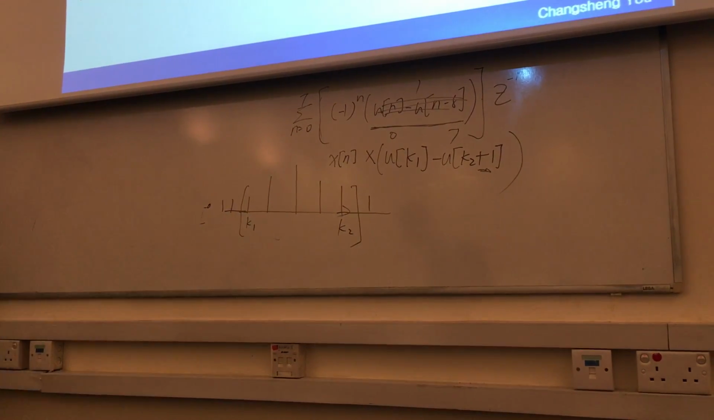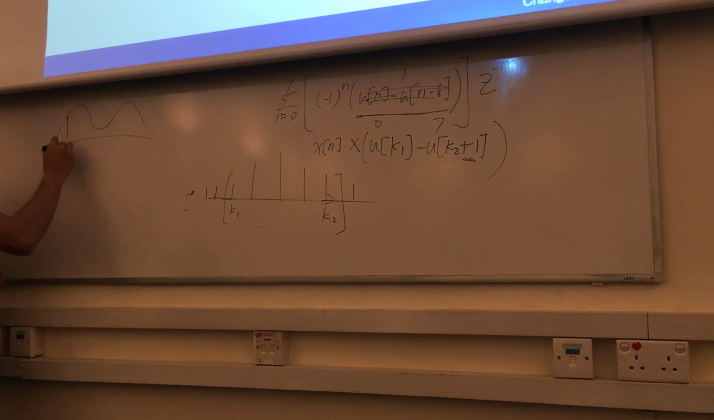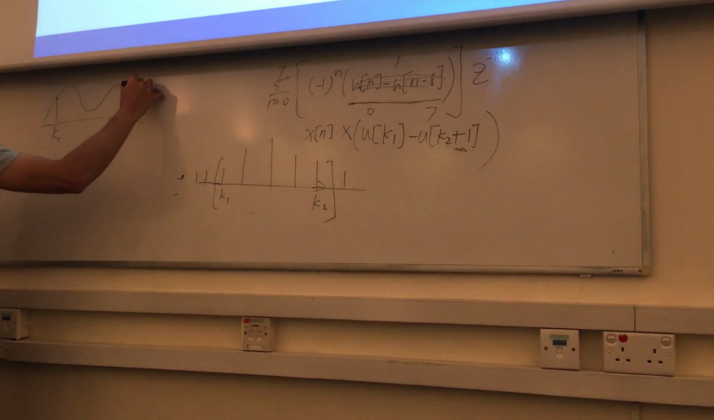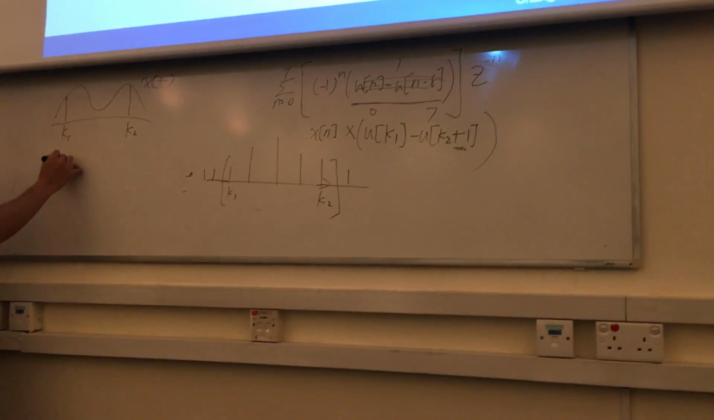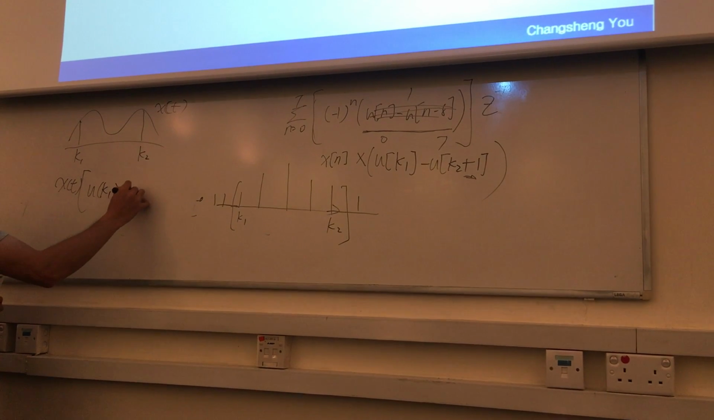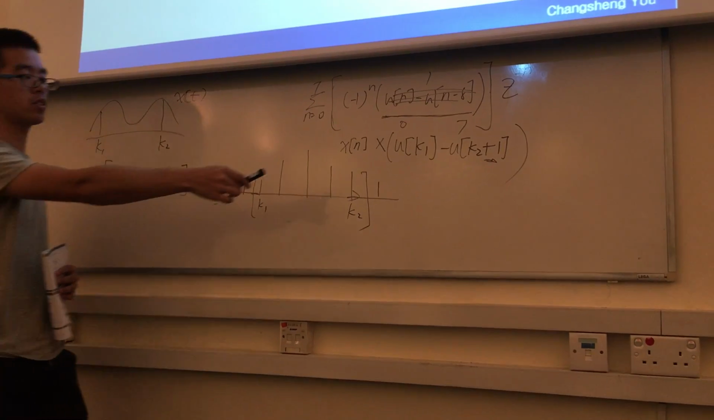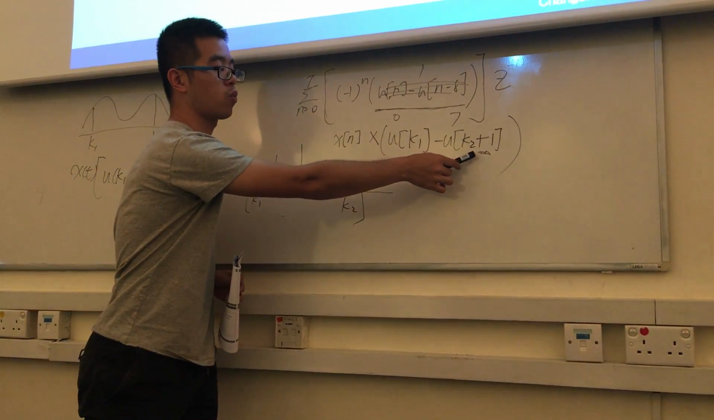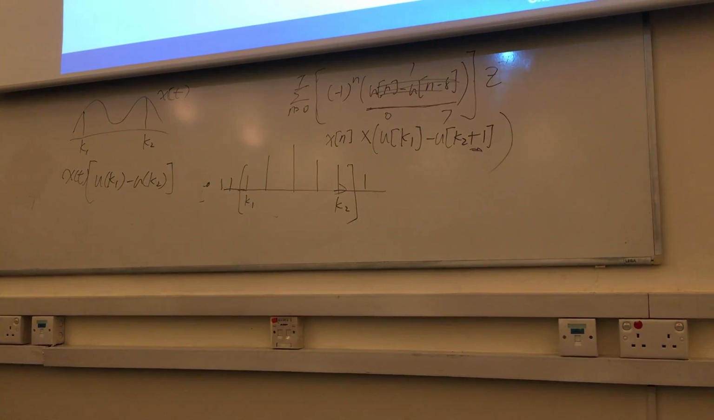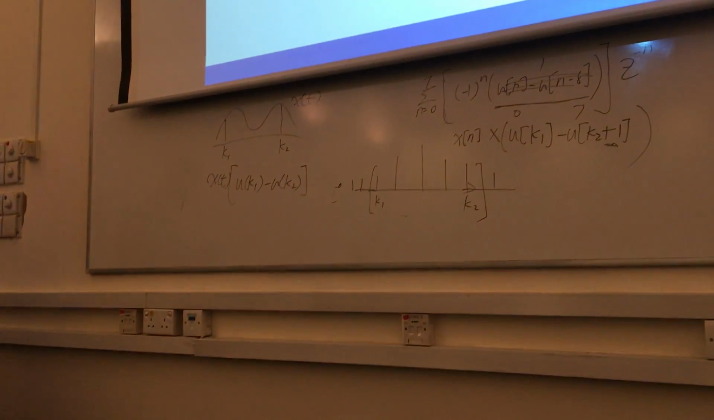So remember, for continuous signals, if you want the signal in k1 to k2, actually this is the input x(t) multiplied by u(t-k1) minus u(t-k2). But for discrete time, it is u[n-k1] minus u[n-k2-1]. So this is different. All right. The last question.